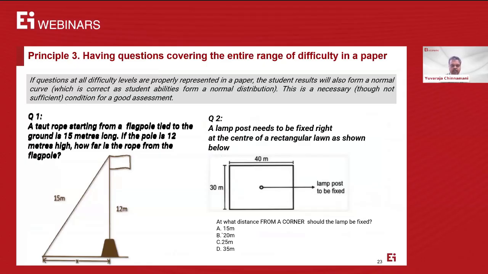Principle 3 emphasizes having questions across the difficulty range. Look at these 2 questions. Both test the Pythagorean theorem, but at different levels. Question 1 is straightforward. Students are given a right triangle with 2 sides and need to find the length of the third side. This tests basic application, whereas question 2 is more challenging.